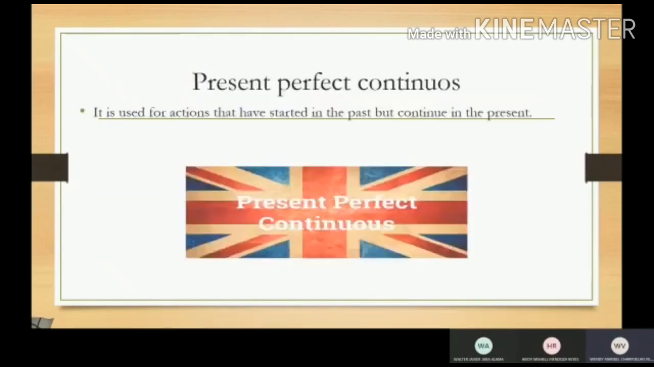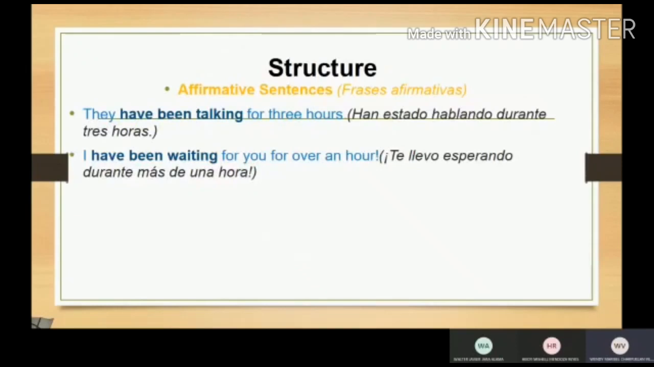Present perfect continuous. It is used for actions that have started in the past but continue in the present. Structure. Affirmative sentence: they have been talking for hours. I have been waiting for you for over an hour.